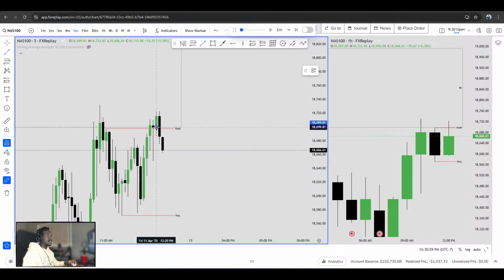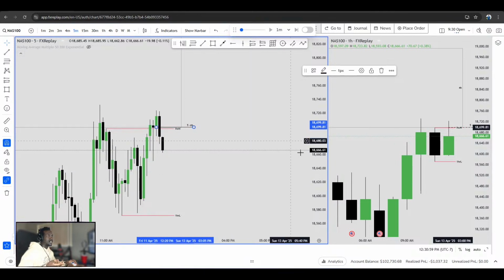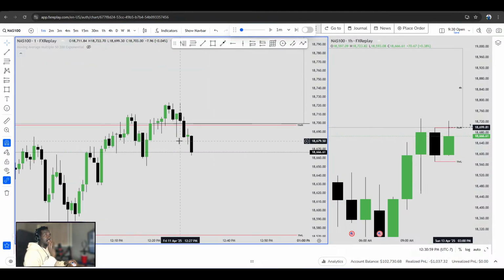This doesn't mean that this short is gonna work, but we're now in a better position, in my opinion, a better probability for this short to work. So this is kind of what I'm looking for on the 5 minute: a body closure below the body closure of the last up candle. So now I can go to the 1 minute and look for a setup.